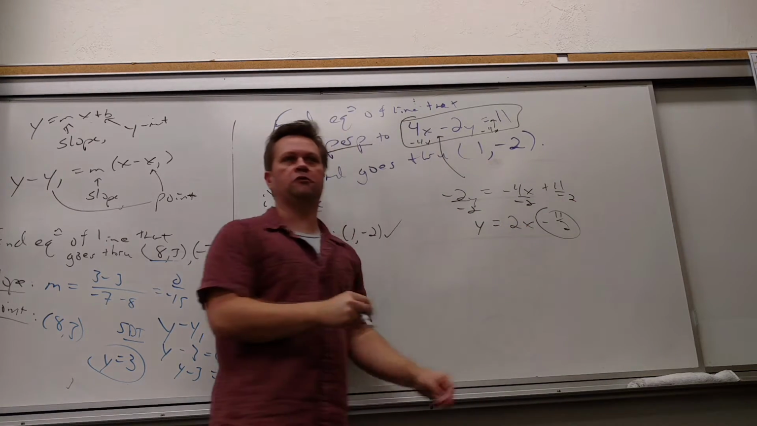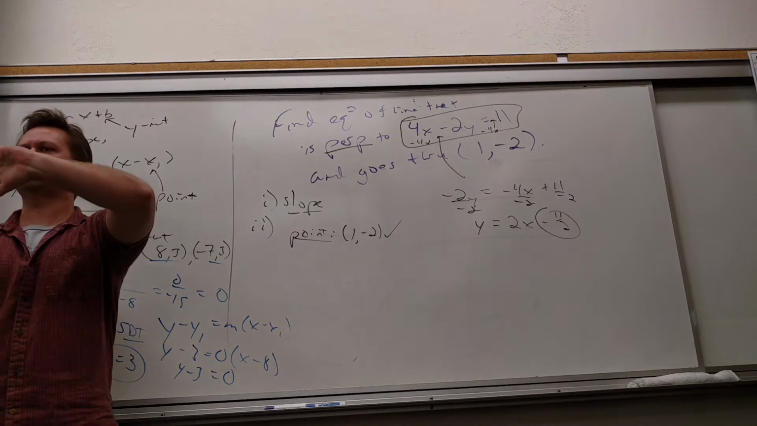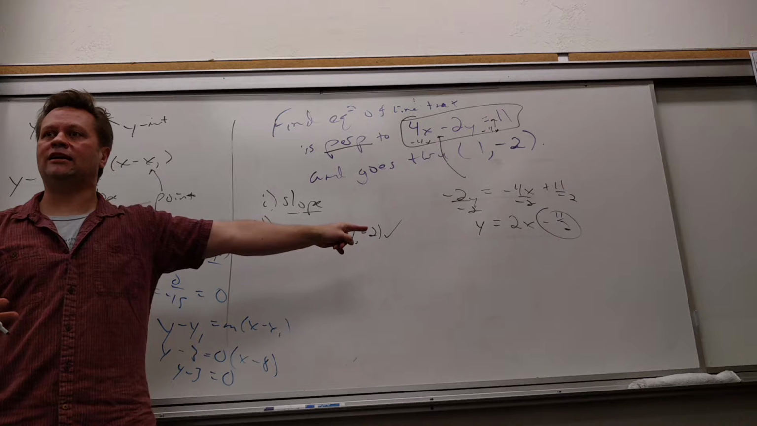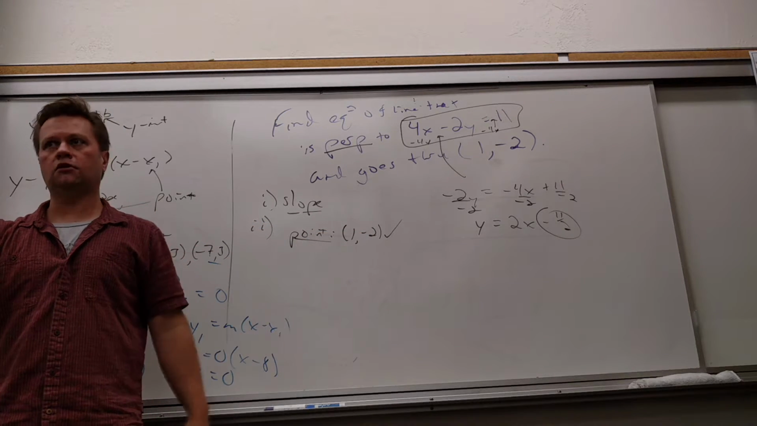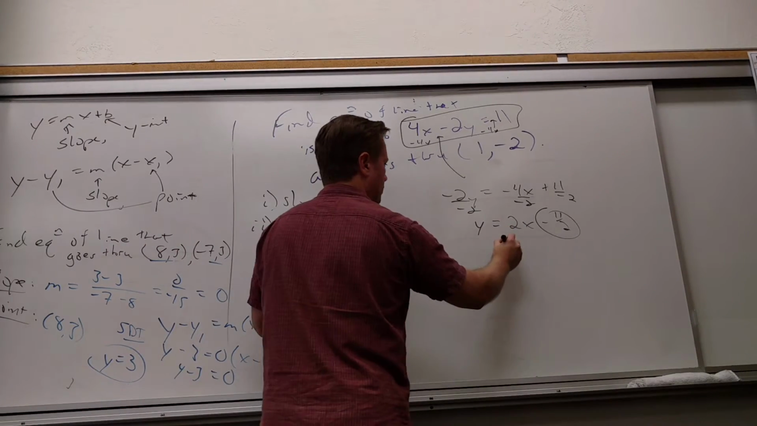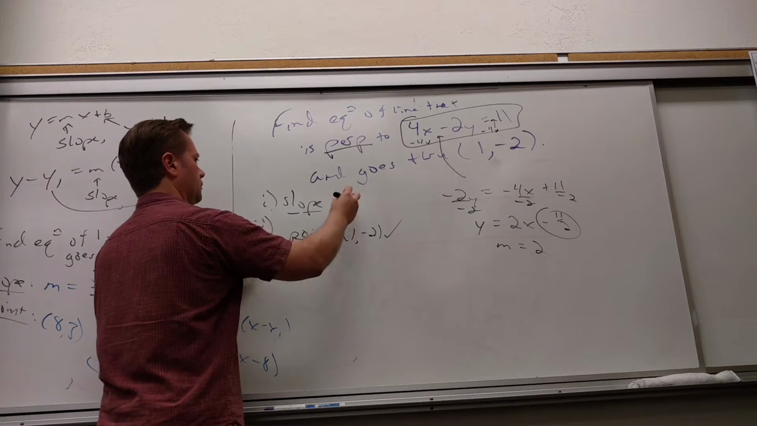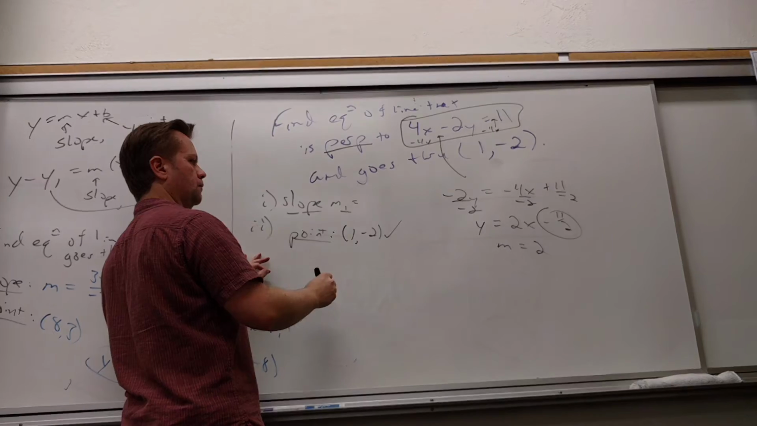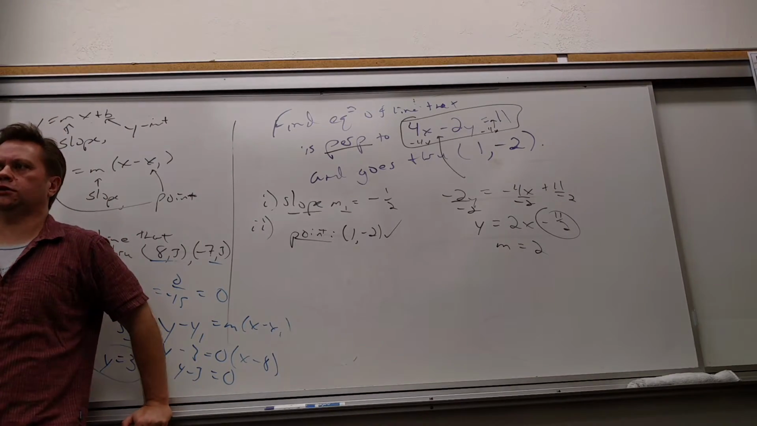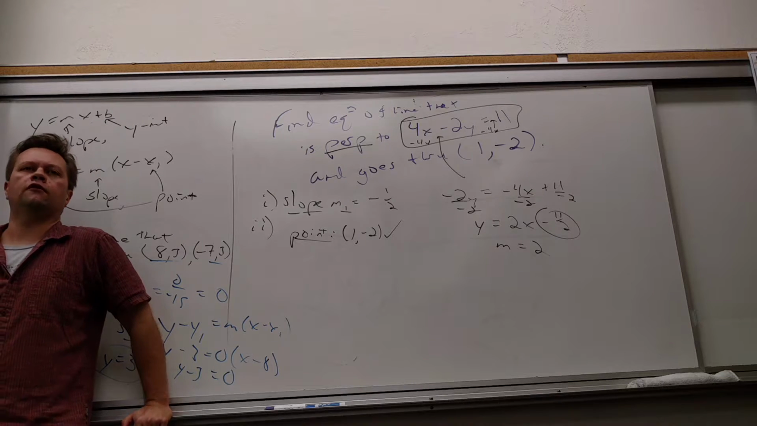This doesn't matter. I really want you to understand. Sometimes I just make it ugly on purpose because the only thing I need from this line is its slope. That's the only thing I care about. What is that line's slope? 2. So what's my slope? Negative 1/2. Change the sign and flip it.